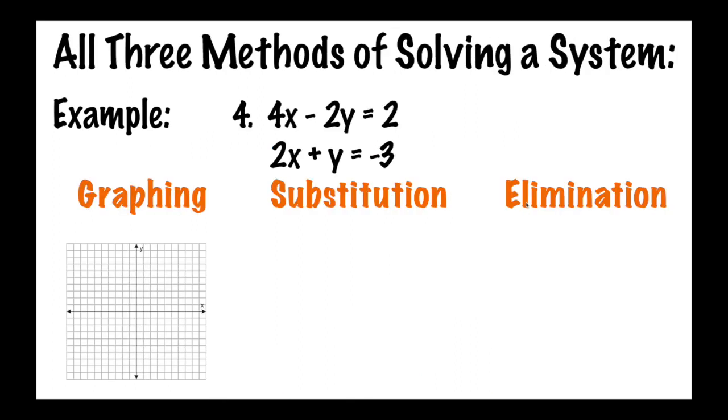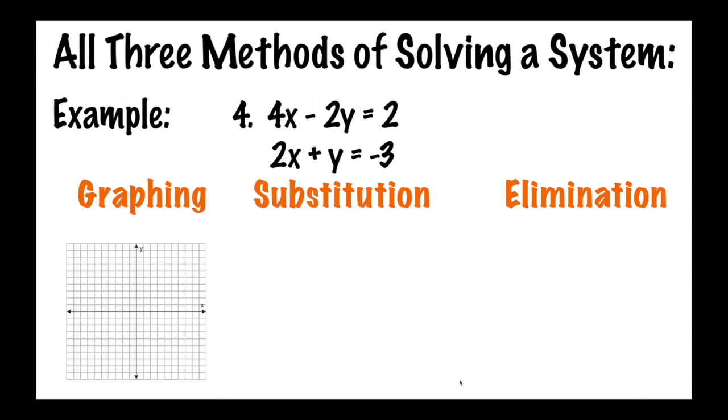Finally, we want to use all three methods to solve the system. So we should expect to get the same answer in all three of these situations. For example 4, we're going to take this system and we're going to solve it with all three methods. So hopefully we realize that since it's the same system, no matter which method we're using, we should get the same outcome.